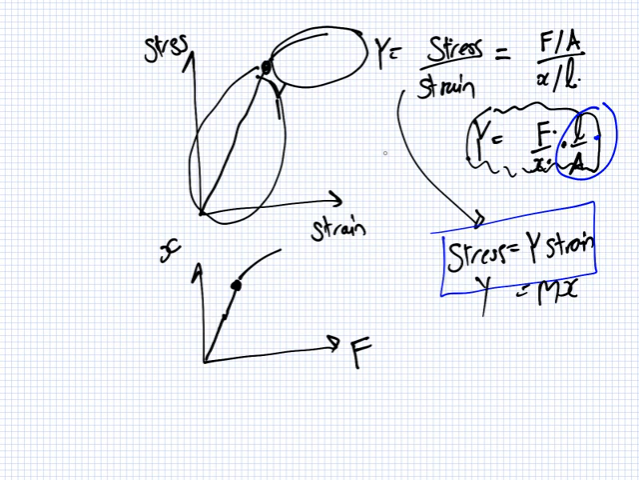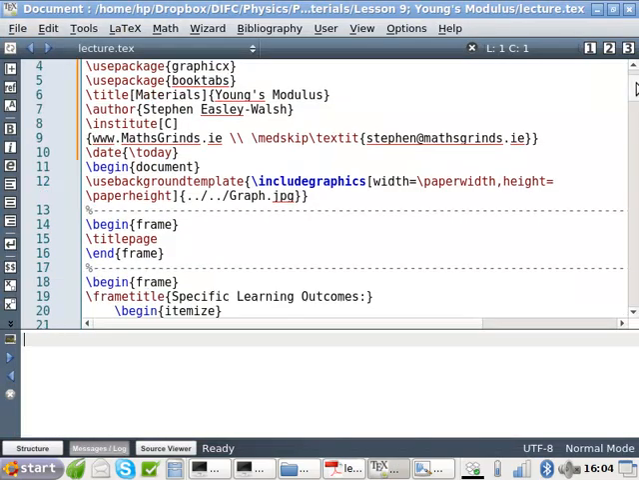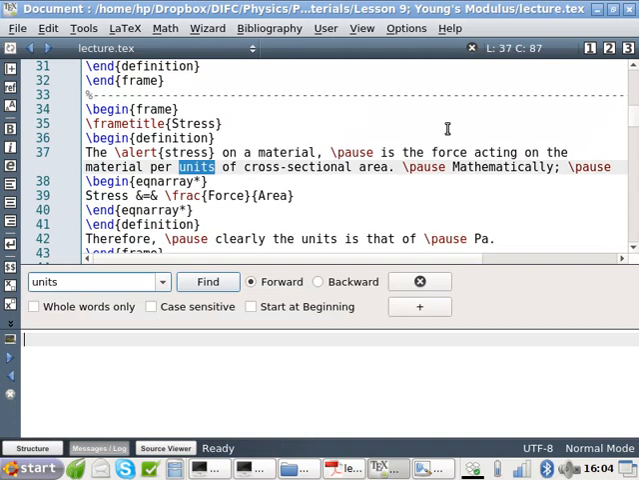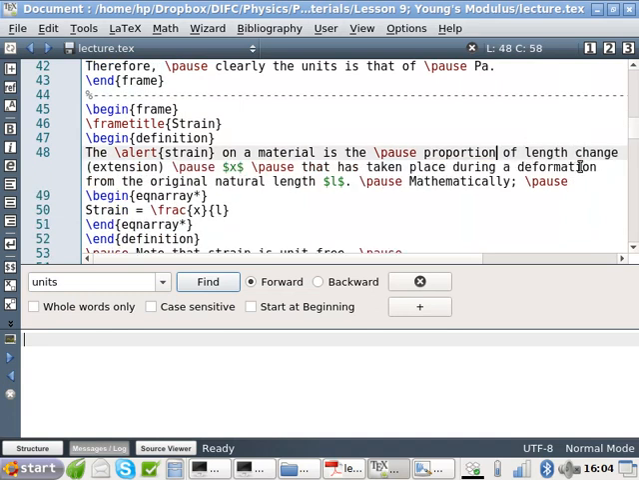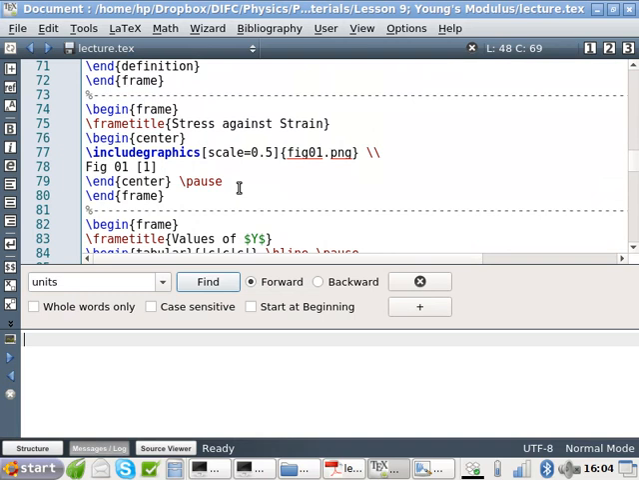Okay? Right, so we'll go back here to my broken graph. So let me just fix, there was a typo where I said units. And also where I said, the strain on a material is the proportion of length change that has taken place during a deformation from the original natural length. Okay, and then my graph is totally screwed up.